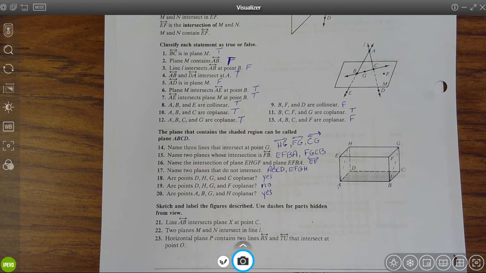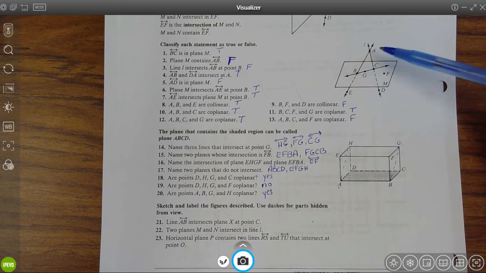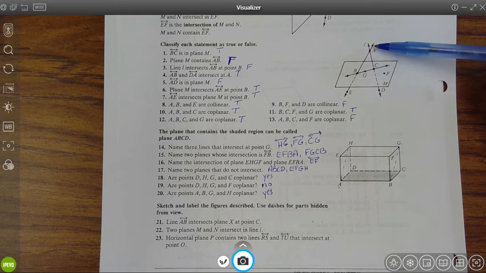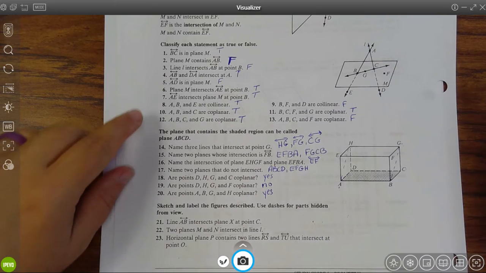Number 3, line L intersects line AB at point B. Point B is here. Line AB and line L intersect up here at point A. Number 4, line AB and line DA intersect at point A. That's true. Number 5, line AD is in plane M. That's false because AD just intersects it at point C.